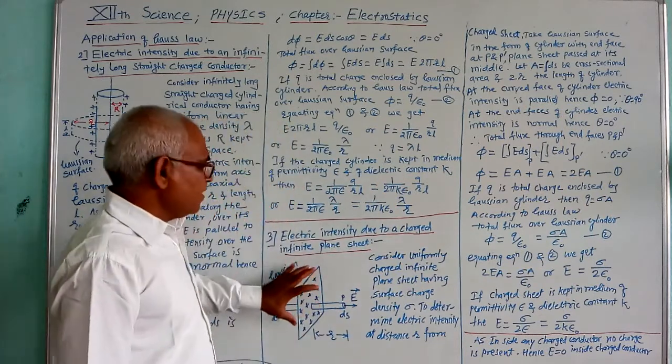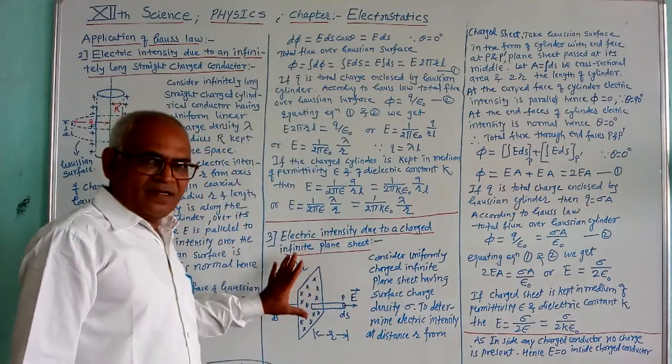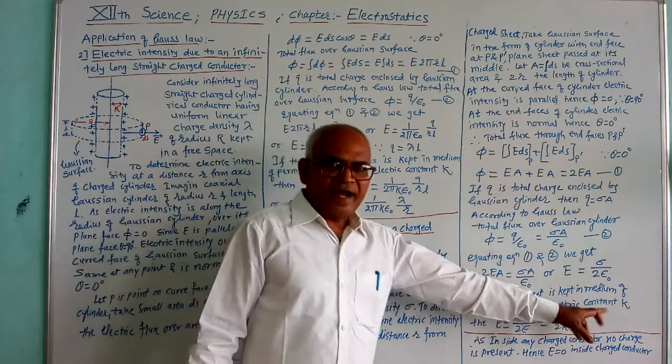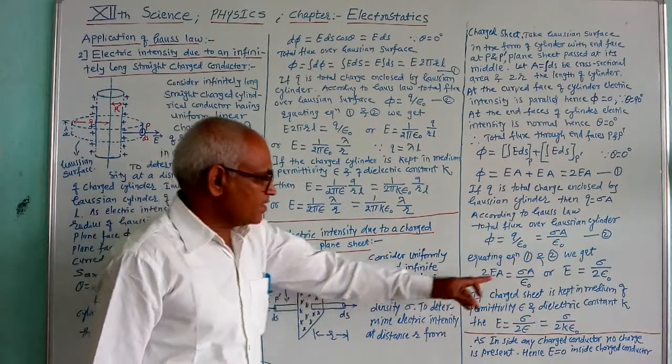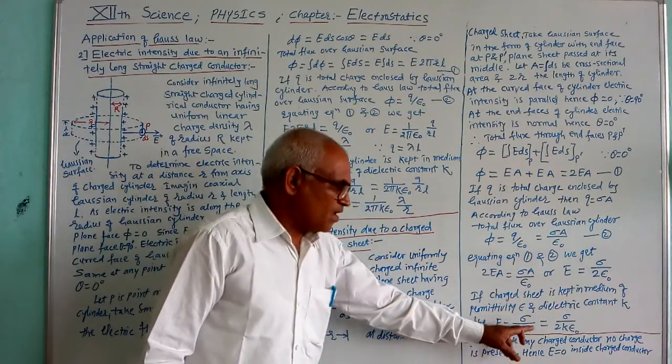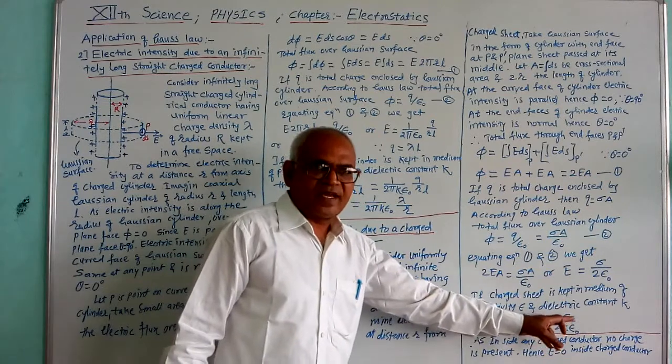If this infinite plane sheet is kept in any medium of permittivity epsilon and of dielectric constant K, then the same equation becomes E is equal to sigma upon twice epsilon, or E is equal to sigma upon twice K epsilon 0.